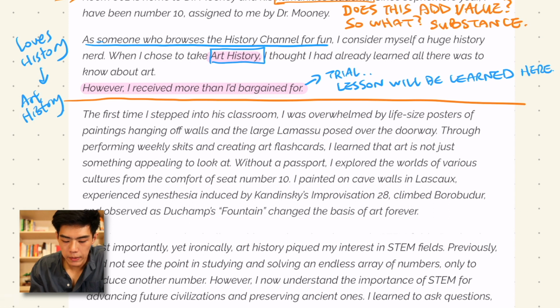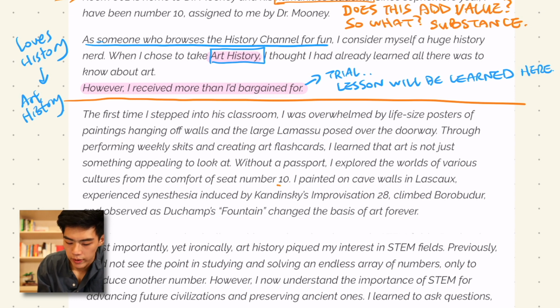Okay. The first time I stepped into his classroom, I was overwhelmed by the life-size poster of paintings hanging off walls and large lamassu posed over the doorway. Through performing weekly skits and creating art flashcards, I learned that art is not just something appealing to look at. Without a passport, I explored the world of various cultures from the comfort of seat number 10.